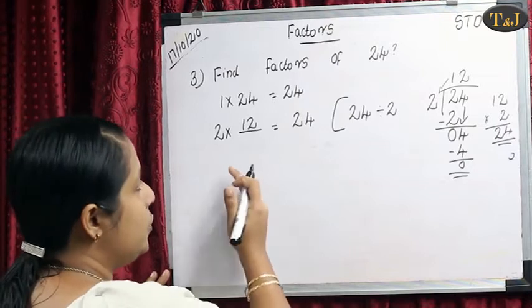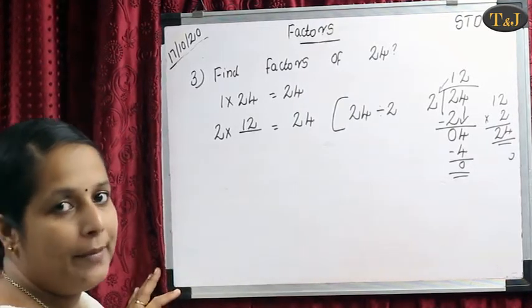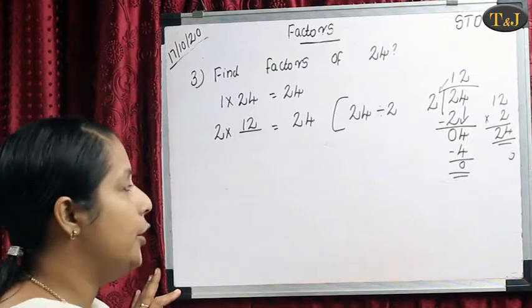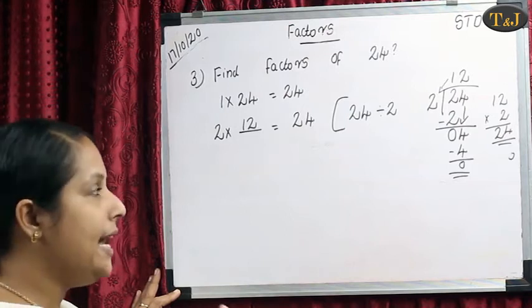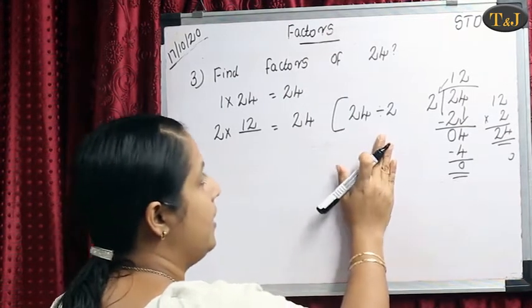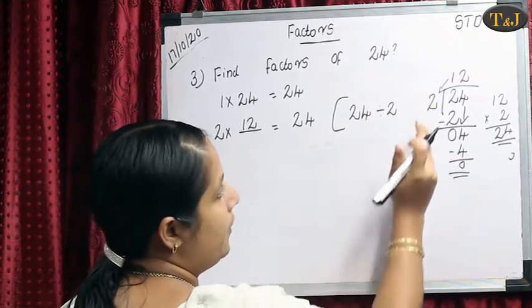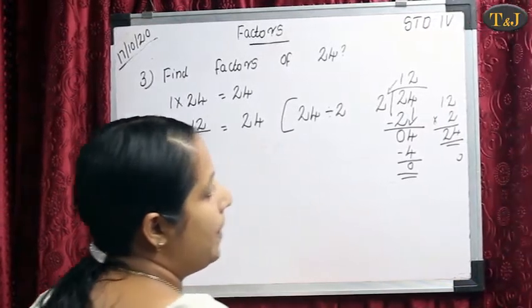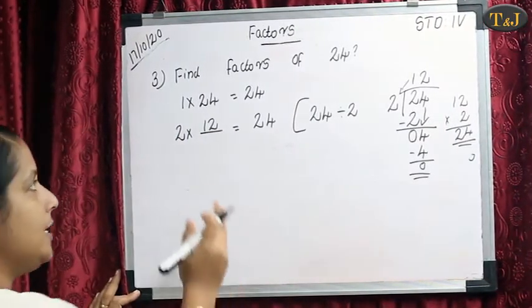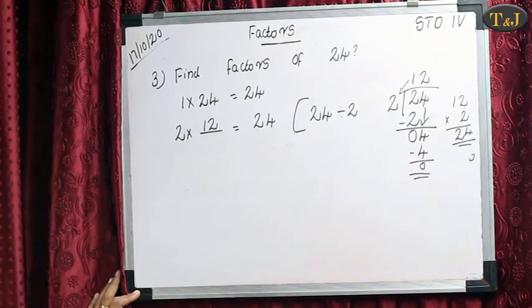That means that in 2's table, we have already studied up to 10. 2 tens are 20. We do not know how to get the number 24 in 2's table. In that case, we use division. That means 24 divided by 2. So we get 24 divided by 2 as 12. So we get the answer as 12 multiplied by 2 equals 24. That's why right here, 2 multiplied by 12 equals 24.